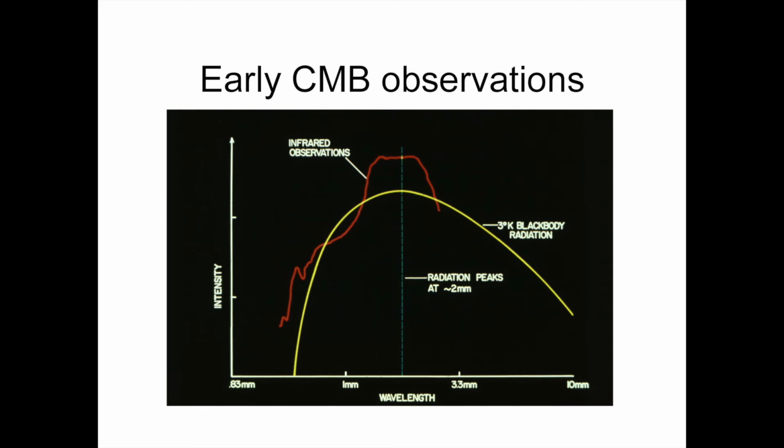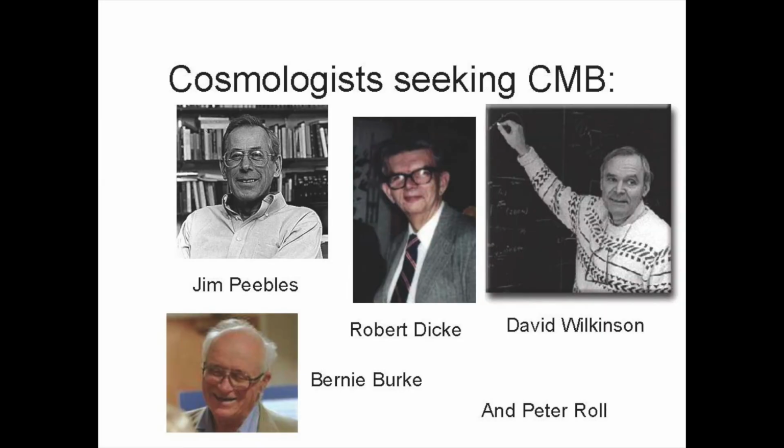So they were puzzling over what this meant when, in slide 13, they called up a friend of theirs, Bernie Burke from MIT, who that day was having a lunch with Peebles, Dickey, and Wilkinson, and another astronomer not shown there, Peter Roll, who were all at Princeton for a brown bag lunch. And I'll continue the story next time.